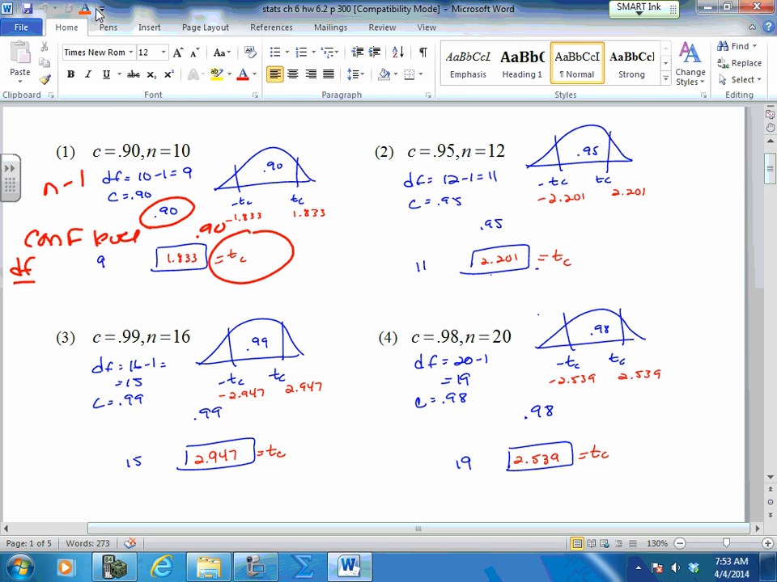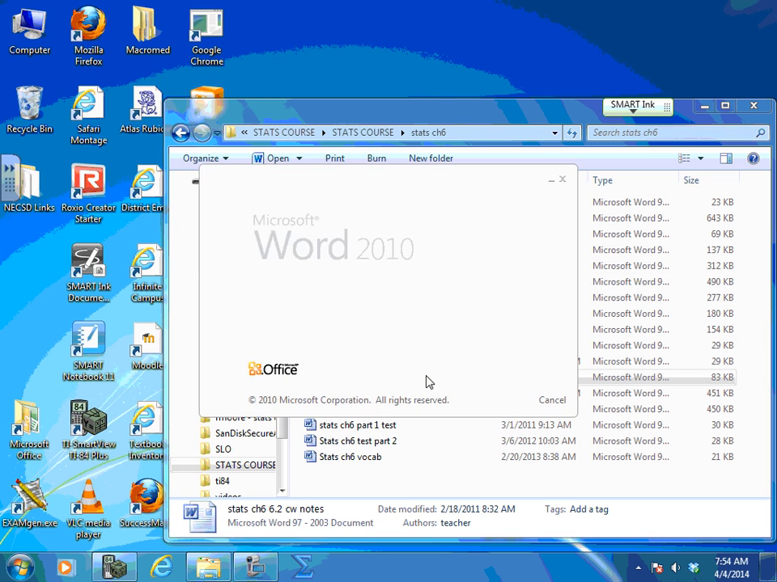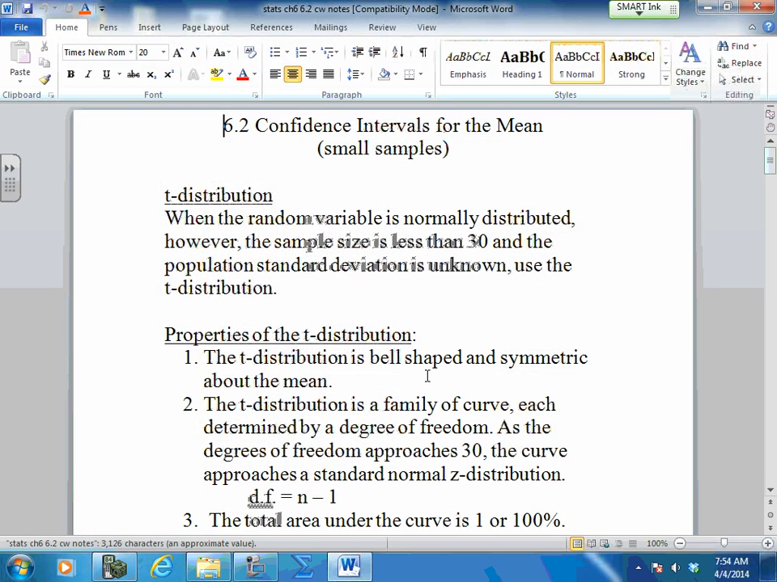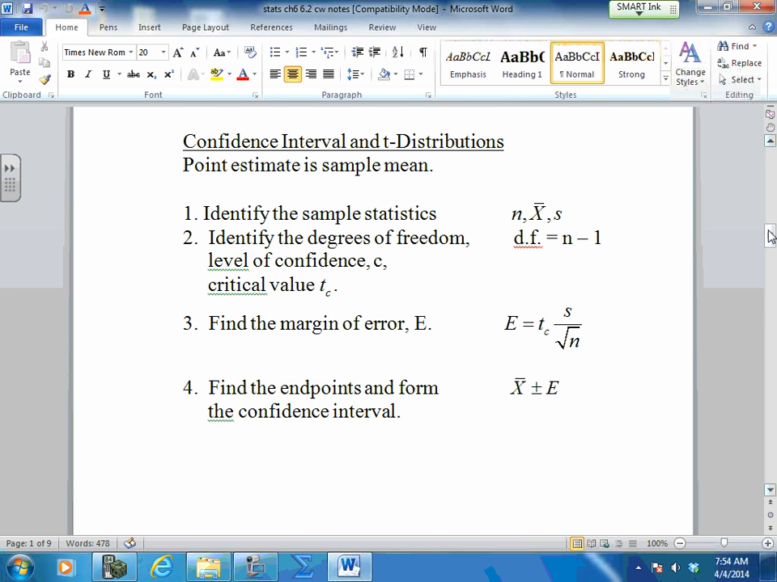Because you've got a symmetric curve, you've got a negative side and a positive side. It works the same way as your z-score. Alright, today we're going to put together all your probabilities with this and see what that looks like. We'll make an interval ourselves. It's going to work the exact same way. You're going to identify the sample size.